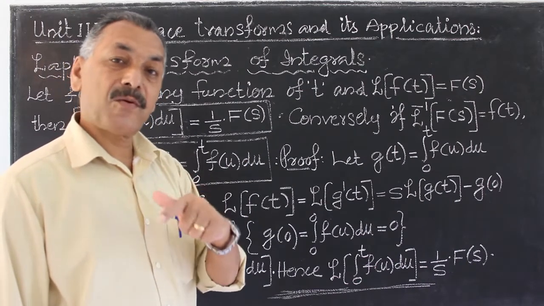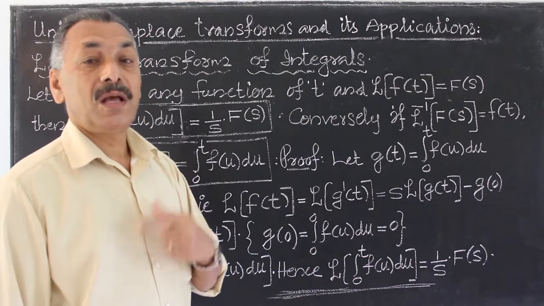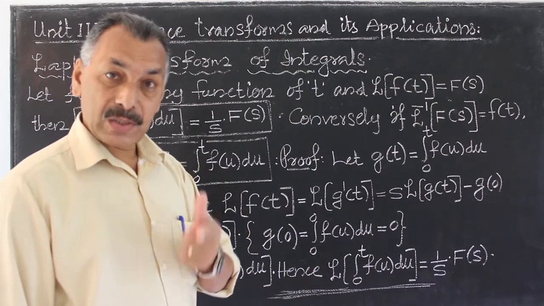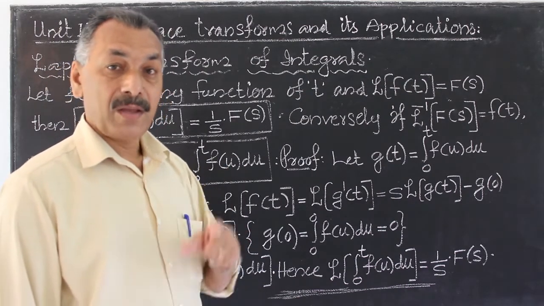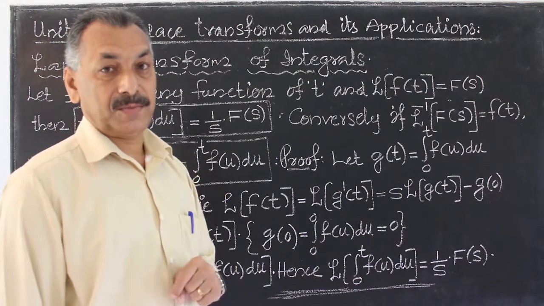What is the Laplace transform of the second derivative? L of f double dash t is equal to s square into L of f of t minus s into f of 0 minus f dash 0.